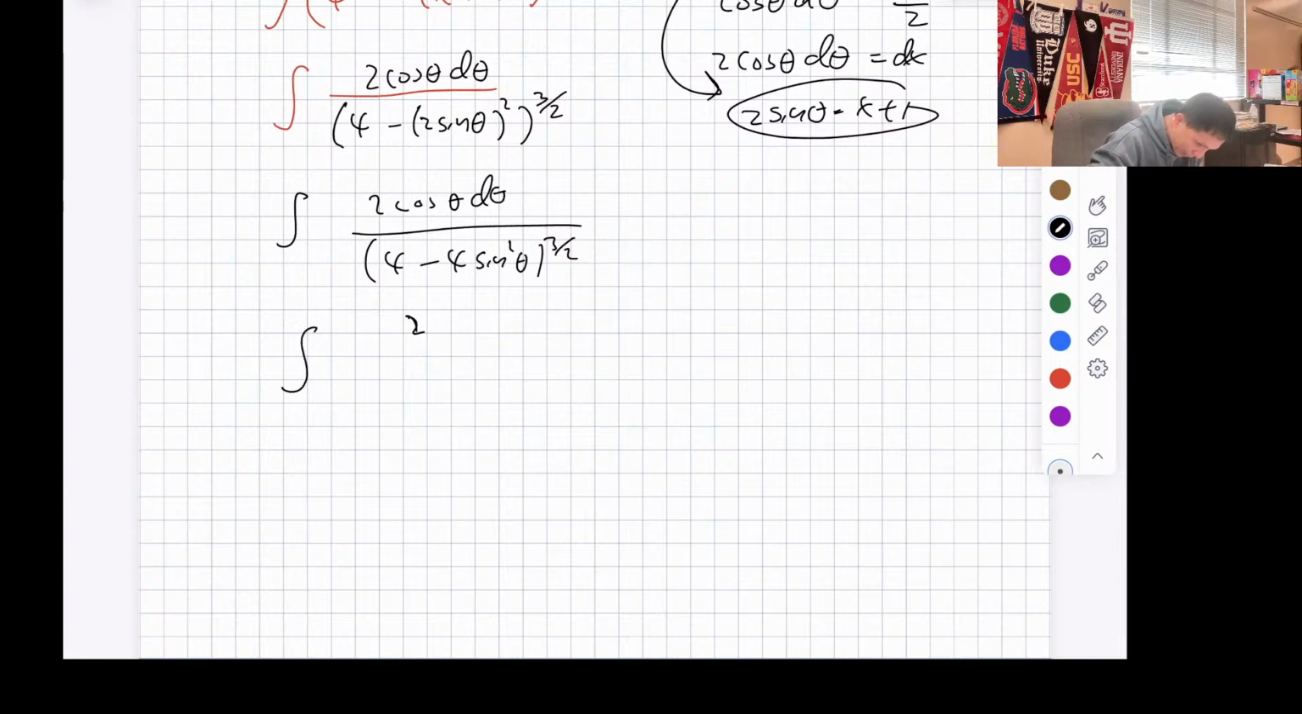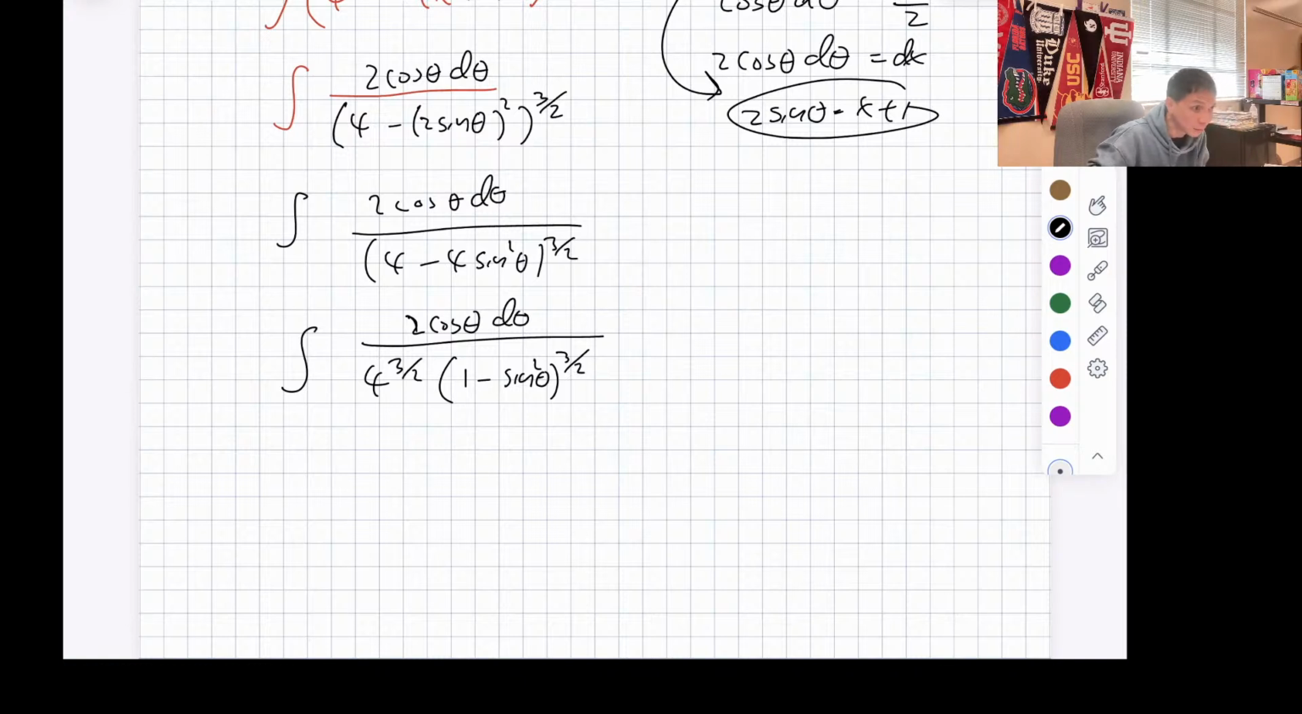Okay, if they have the same power like this, you can do 4 to the 3 over 2 times (1 minus sine squared) to the 3 over 2. Is that okay? I'll show you that. And what's the 4 to the 3 over 2?